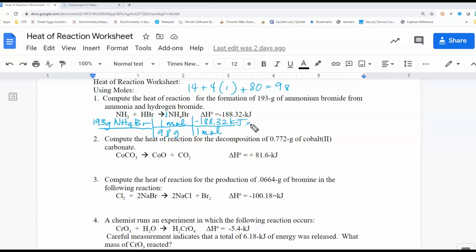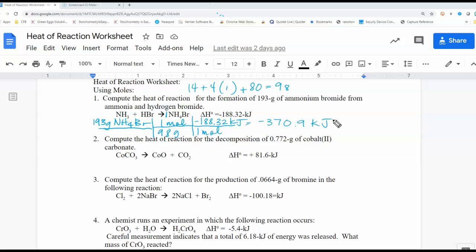I'm trying to talk while I am calculating, so we all know how that goes. I end up with negative 370.9 kilojoules for the amount of heat that is produced.